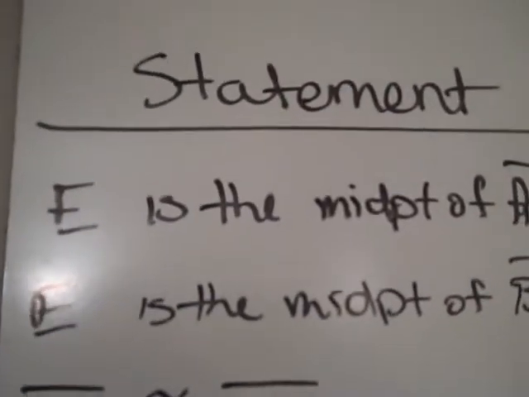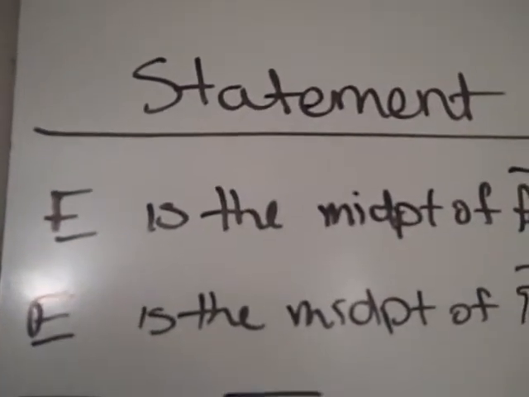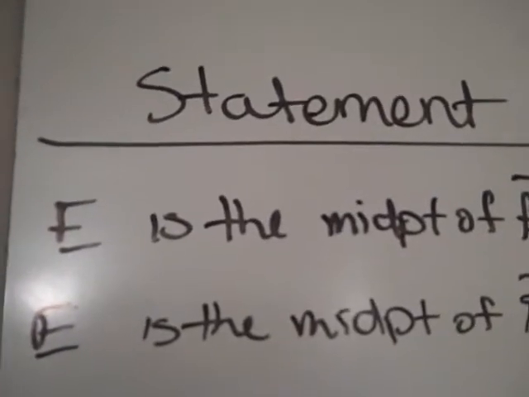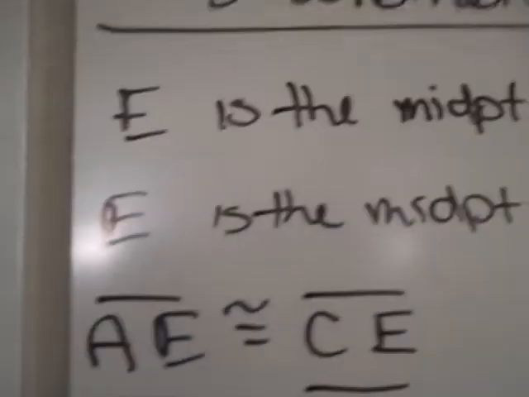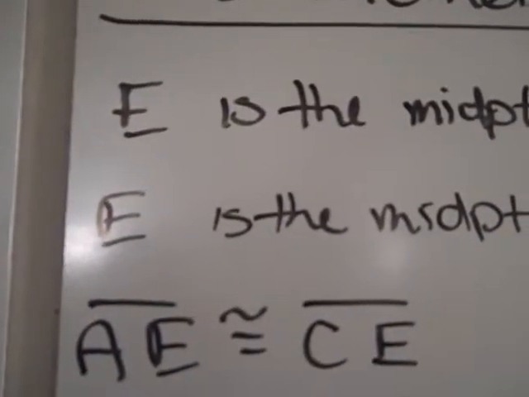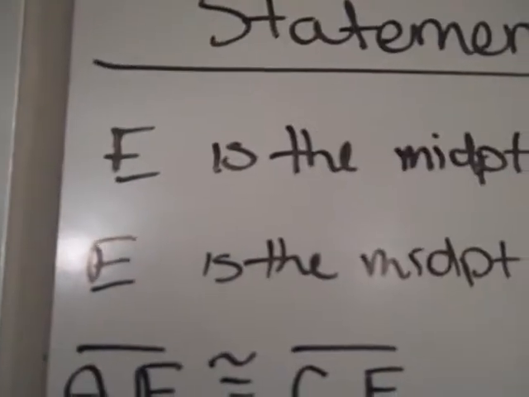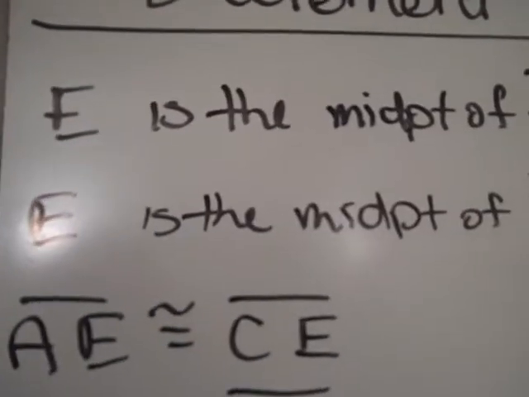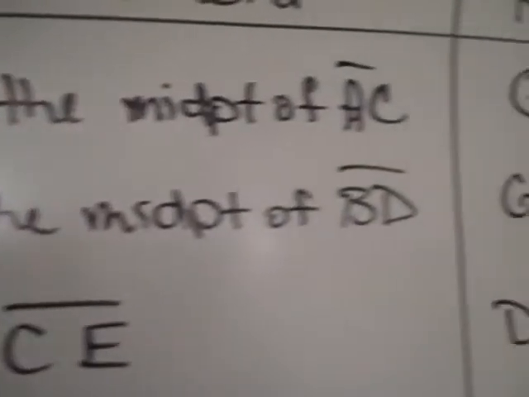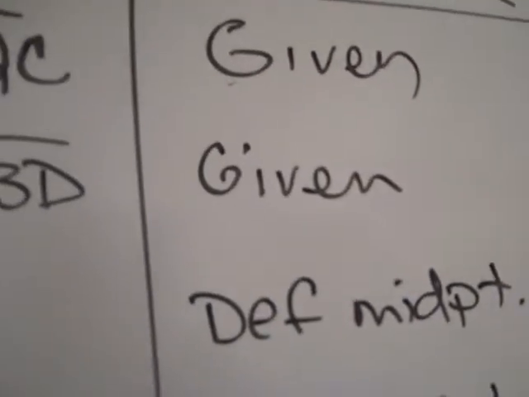Now, being that E is the midpoint of both of these line segments, you have to know what a midpoint does. A midpoint cuts a line segment in half. So, E cut AC in half, so that means that AE is congruent to CE. Because it starts at A, goes to E, stops, and starts at E and then goes to C and stops. And both of those line segments have to be the same thing. The reason for that is the definition of a midpoint, because that's what a midpoint does. It cuts line segments in half. So that's your third line.